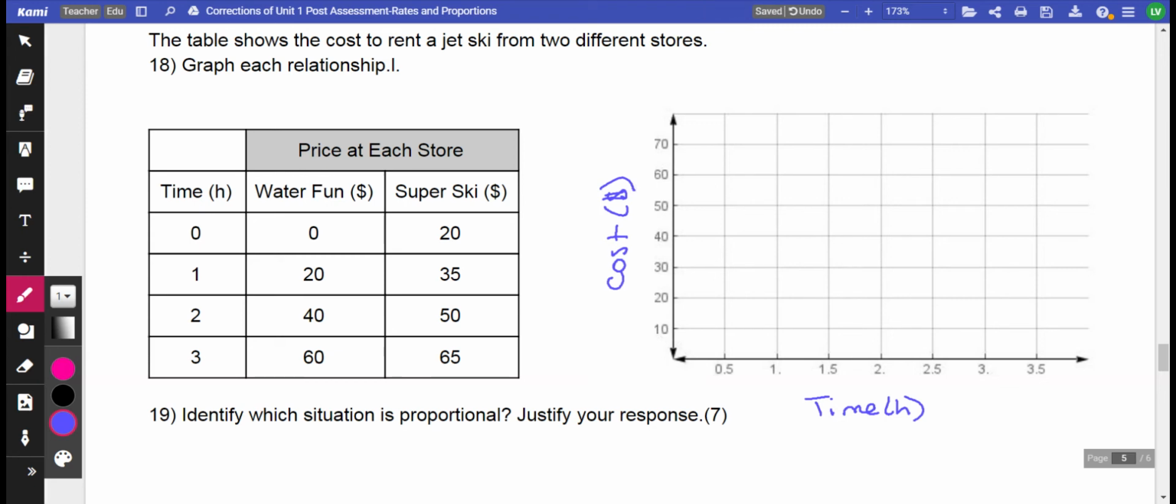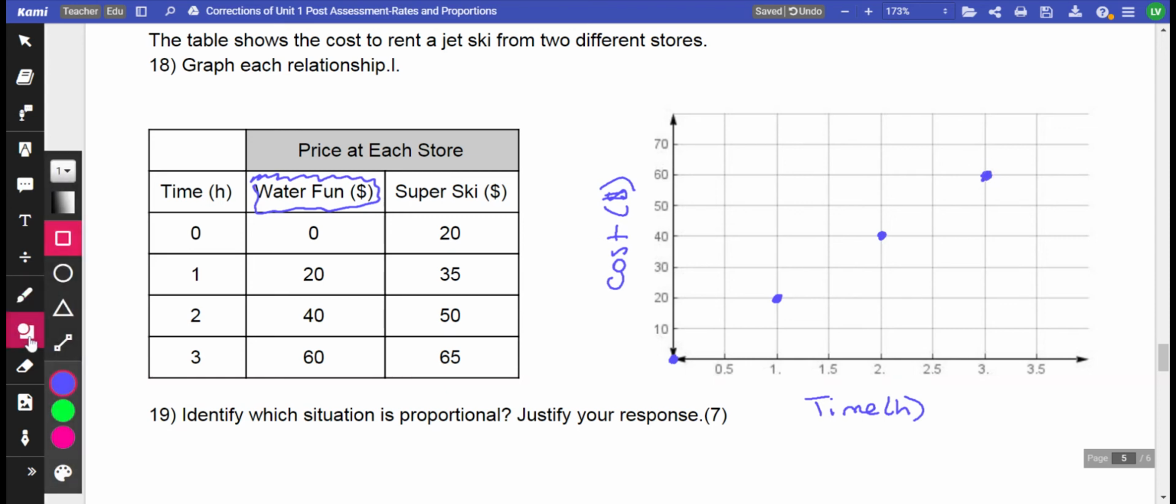Let's begin by drawing Water Fun. So I'm going to use color differentiation. I'm going to plot the points 0, 0, 120, 240, and lastly, 360. And then I'm going to connect my points with a line.